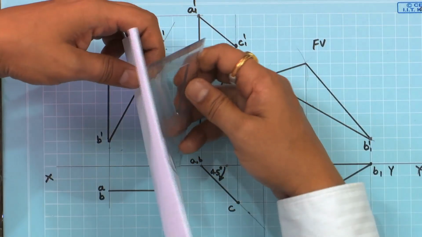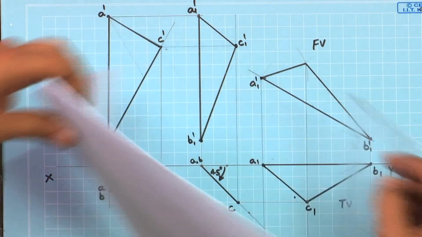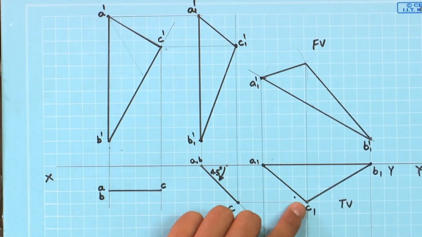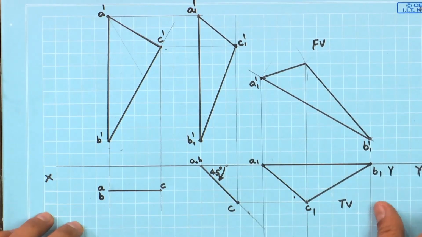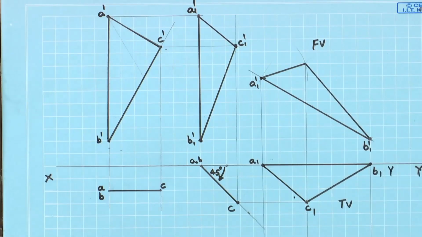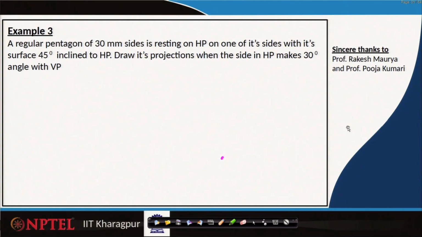So, what you are actually observing is the top view of that set square, and that top view we are seeing here, and that front view one is seeing there. With that, let us move on to the next example.